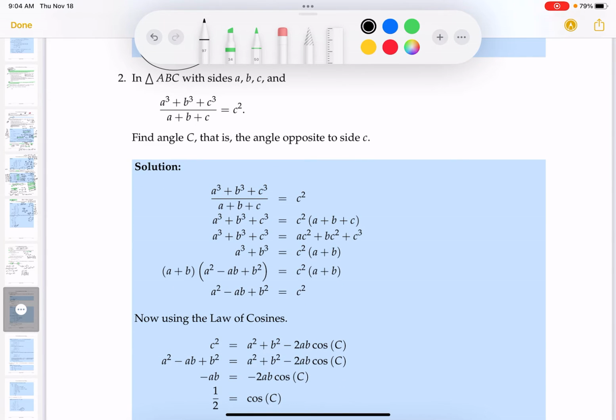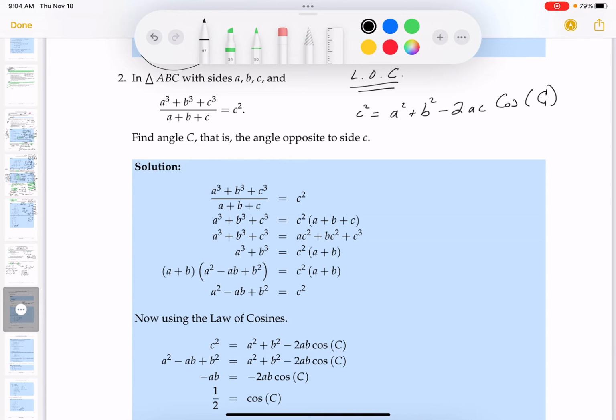Now, my goal over here is to look at number 2. I'm going to read to you, they got a triangle with sides A, B, and C, and they give me this relationship over here. They want me to find the angle C. All right? So what I want to do is, this looks like it might be related to the law of cosines. It looks like that, right? So I'm going to write this down, law of cosines. So C squared is equal to A squared plus B squared minus 2AB cosine of angle C.